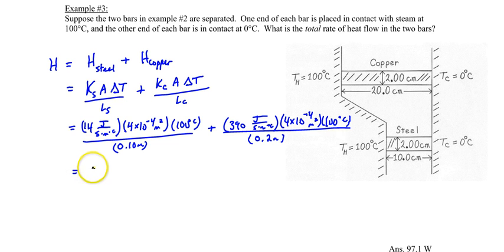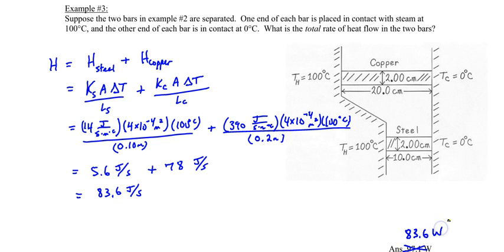And for the steel we have a value of 5.6 joules per second, sorry, and for the copper we had a value of 78 joules per second. So you can see that this is a much better conductor here. Most of the heat is flowing through the copper section. And we get a total heat flow of 83.6 joules per second. So this needs to be just changed here. It's 83.6 watts.